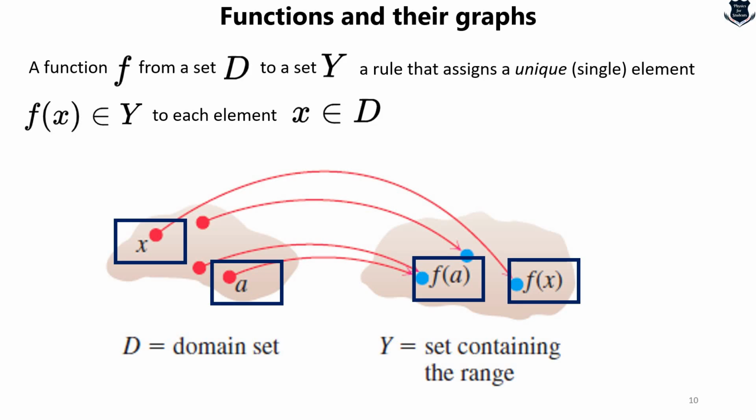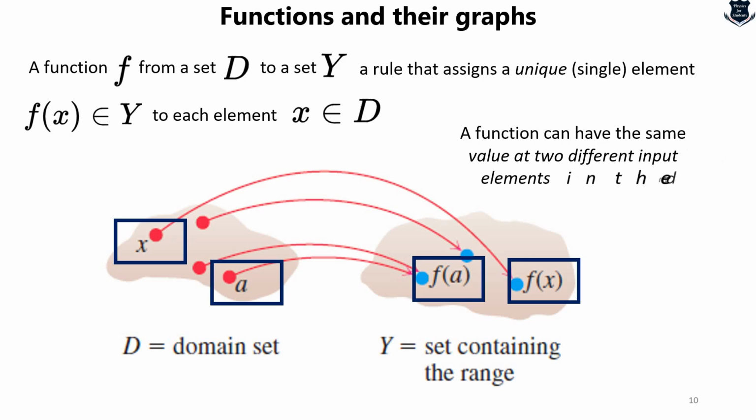And here is something you need to note: a function can have the same value at two different input elements in the domain, as you can see with f of a in this figure, but each element x is assigned a single output value f of x. In the case of f of a, it gives the same value for two different elements, but each element x has got a single output value. This is pretty important.